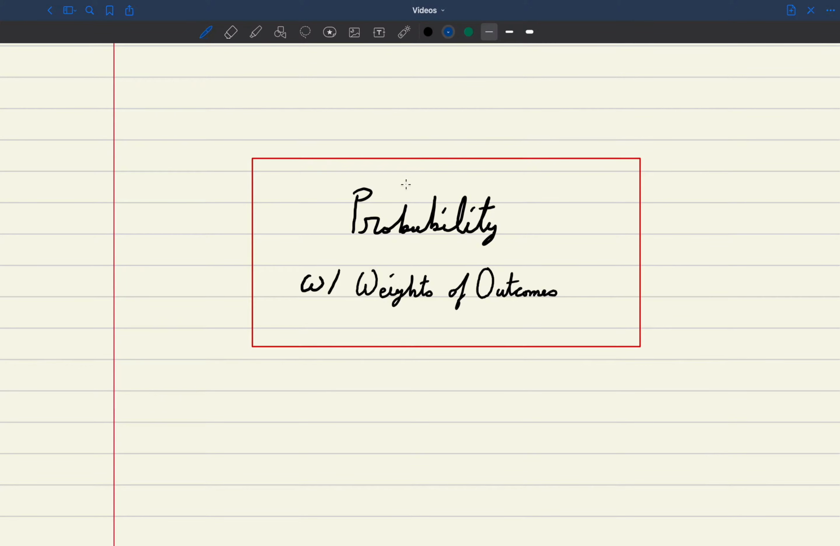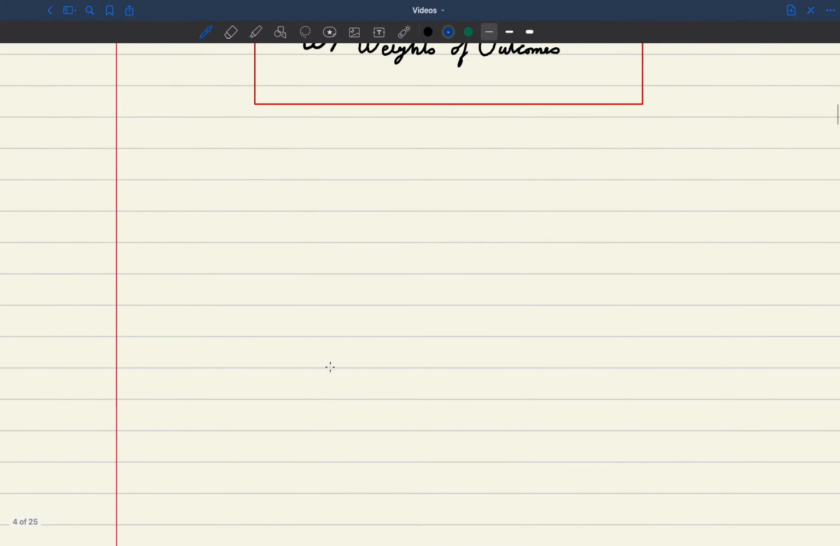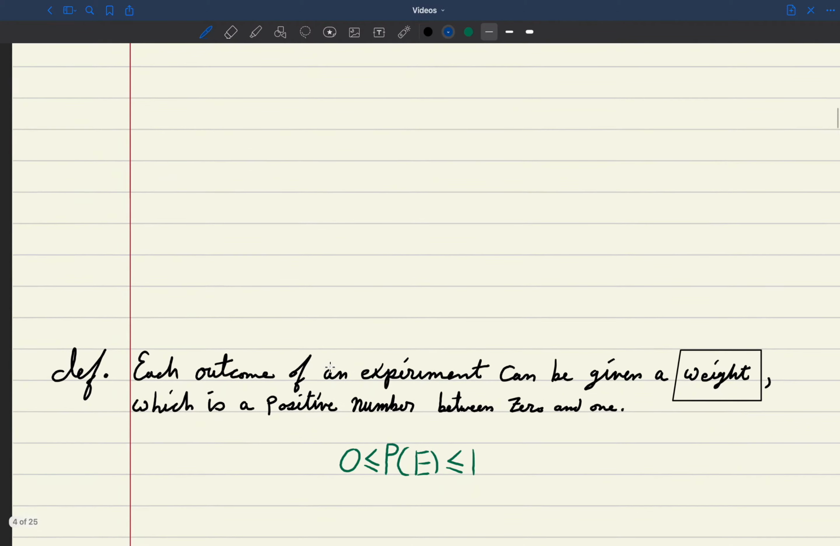In this example, we're going to talk about probability with weights of outcomes. So in probability problems, sometimes we have different weights, like a weighted coin or a weighted die. We have different types of examples like this, and we need to learn how to work problems like this. So first, let's look at the definition.